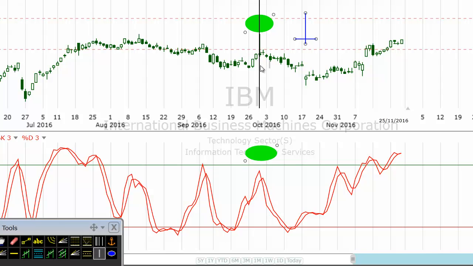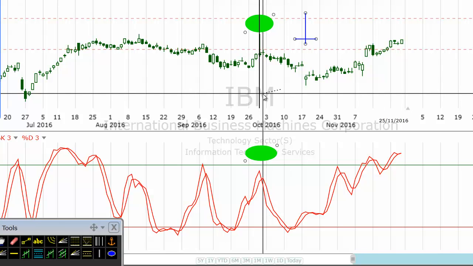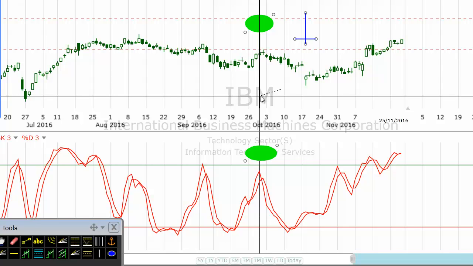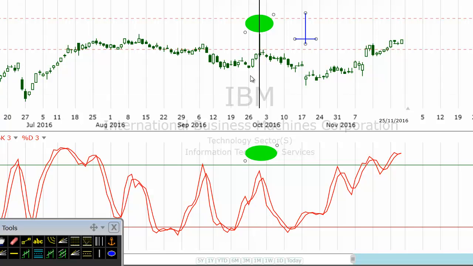Put the vertical around. It's looking up, yes or no? It's looking up. You see, it's pointing up nicely like an antenna. Stochastic is looking up. It's also in the overbought zone. And we have a candlestick bar with a long shadow on top. Am I putting a smile on your face now?